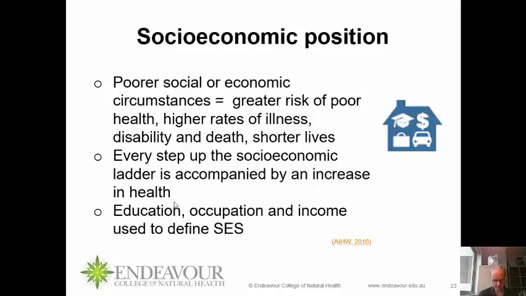So socioeconomic position: poorer social or economic circumstances equals greater risk of poor health, higher rates of illness, disability and death, and shorter lives. Every step up the socioeconomic ladder is accompanied by an increase in health. So the higher someone is, in each level they go further up the socioeconomic position, the more likely it is they'll have greater well-being and better health outcomes. And again, remembering the importance of how these things are interrelated with each other.